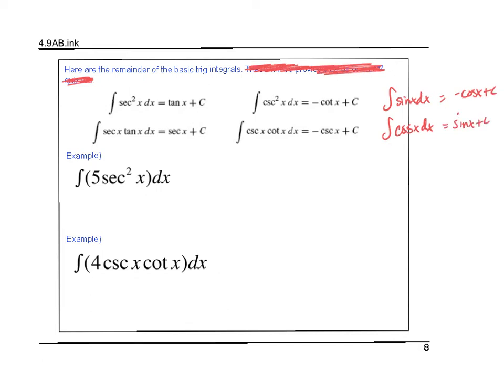So 5 secant squared dx would integrate to 5 tangent x plus c. 4 cosecant x cotangent x would integrate to negative 4 cosecant x plus c. What I meant before is that I couldn't integrate tangent and automatically have an answer for you, because there wasn't a rule that gave me tangent as an answer. I know how to derive tangent, but I didn't have anything that derived and gave me tangent. So I wouldn't be able to antiderive it.